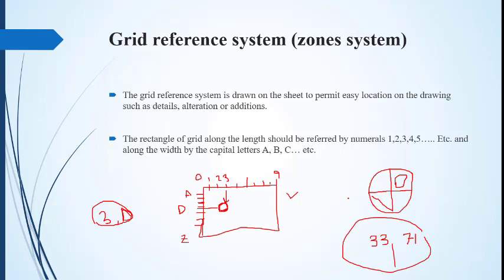So this is the grid reference system, and using this grid system, it easily locates the original position of an object or any other thing which is located on the map or on the sheet. So this is a grid reference system. Hope you got this grid reference system or zone system.